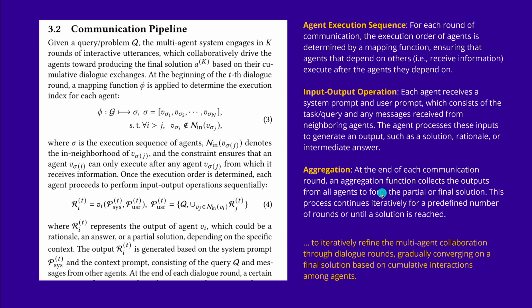For my green grasshoppers: iteratively refine a multi-agent collaboration through multiple dialogue rounds, gradually converging on a final solution based here on the cumulative interaction among all the agents.